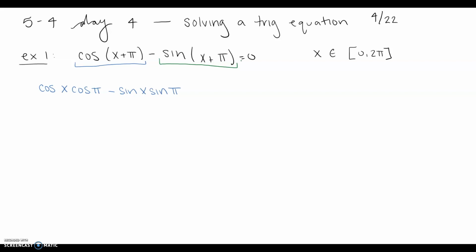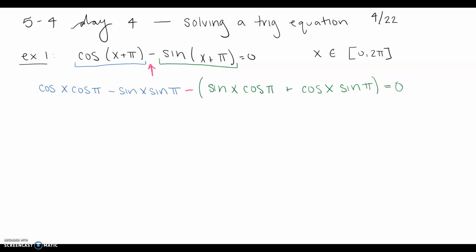Now, you have to be careful because of this subtraction symbol. So this is minus, and then I recommend putting this all in parentheses so you don't make a silly mistake. And then we can apply our sum identity. So this is going to be sine of x times cosine of pi plus cosine of x times sine of pi, close my parentheses, and that equals 0.